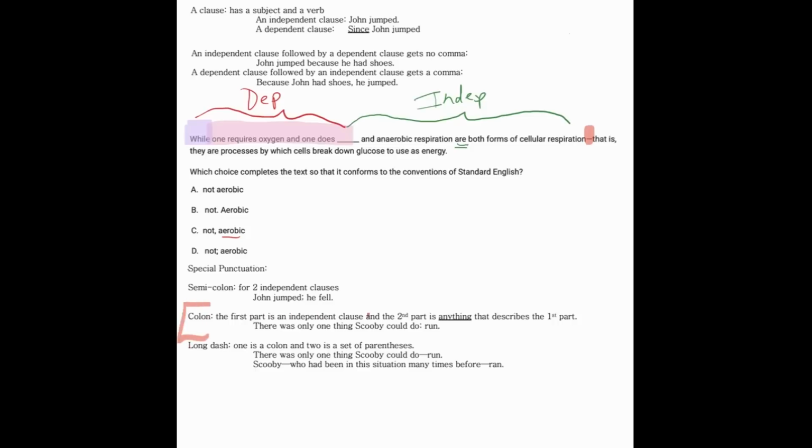The first part is an independent clause, or we can substitute that with something that could stand fully on its own, like a dependent followed by an independent. And then the second part is describing the first part. That is, they're the processes by which cells break down glucose to use as energy. So all that said, the answer here is C.